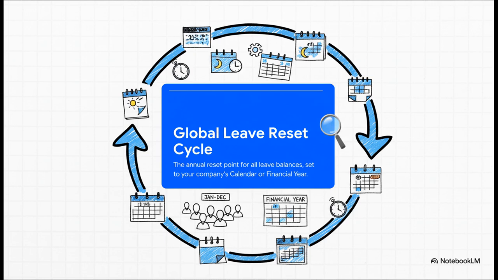Okay, now here's one of those little details that actually makes a huge difference: the global reset cycle. You just tell the system when everyone's leave balance should reset for the new year. So whether your company follows the calendar year or a specific financial year, you set it once, forget about it, and it just automatically applies to everyone. That's how you get perfect consistency.